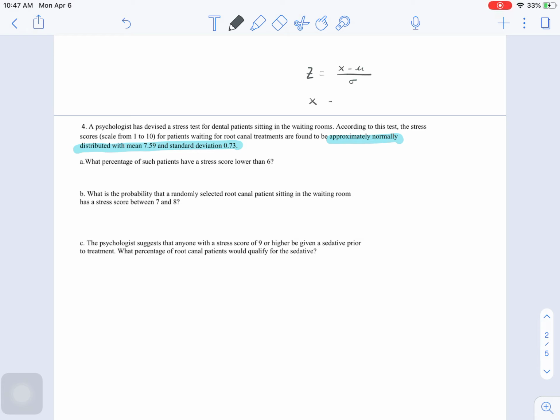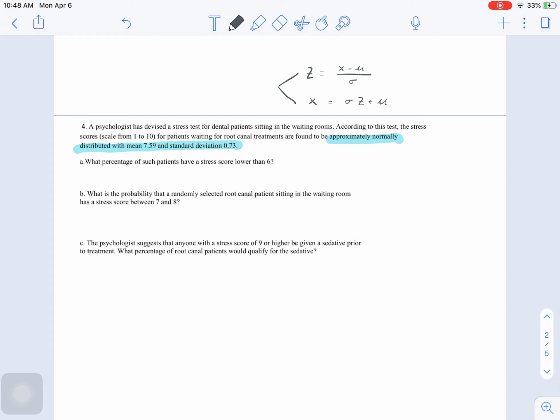To go from z-score back to our non-standard random variable, we can simply rearrange this formula and solve for x, and that'll give us this equation right here. All I've done is multiply by sigma to bring it over to this side and then add the mu to isolate x. We'll be using these two a lot.